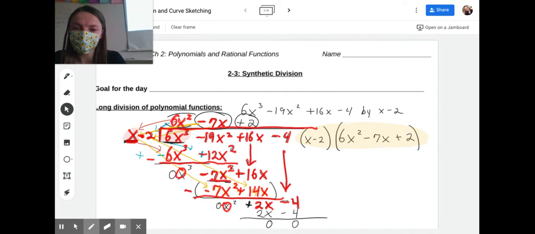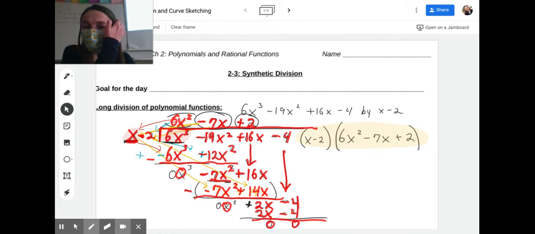From there, the last question was 2x times what? Basically, x times what is 2x? The answer is x times 2. So 2 times x is 2x. 2 times negative 2 is negative 4. We subtract these, we actually get remainder 0.